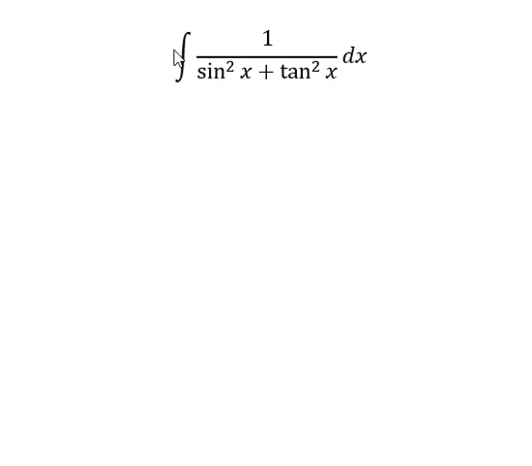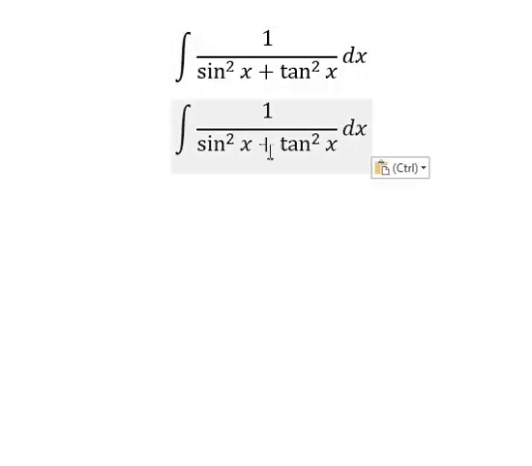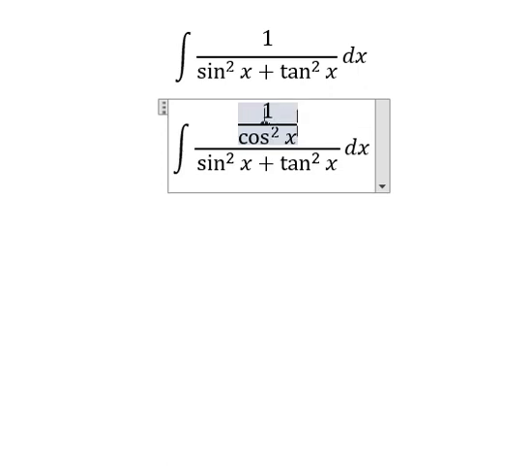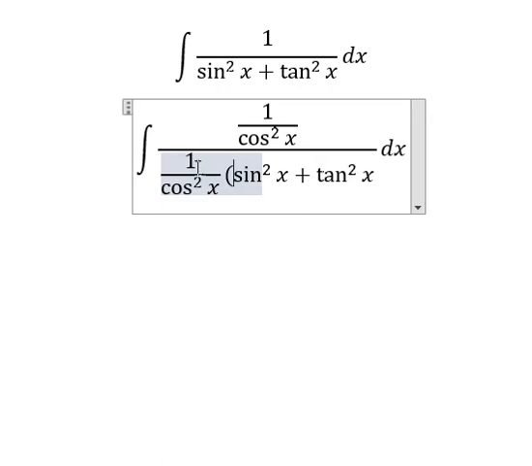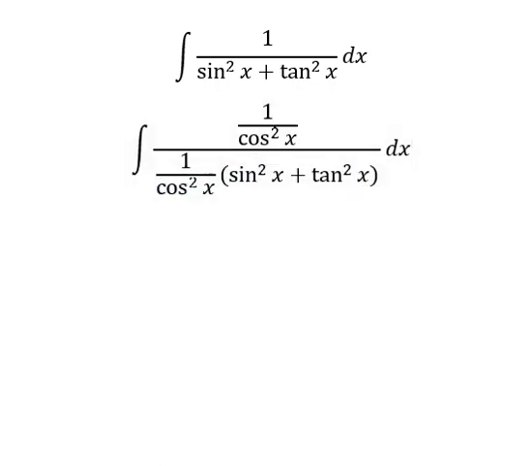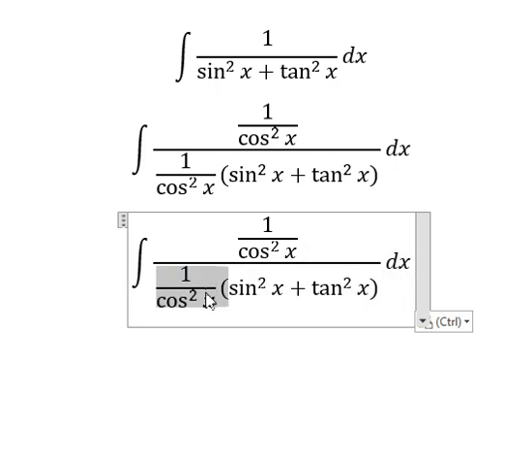So today I will show you how to find this one. So we need to multiply by 1 over cosine x squared on numerator and denominator. So this one multiply by this one and tan x squared.